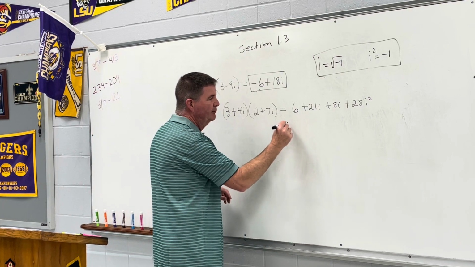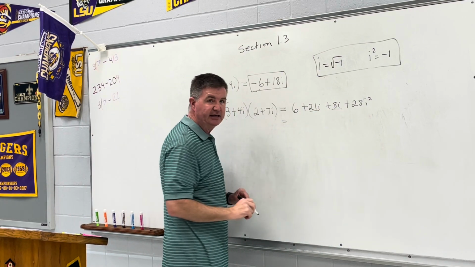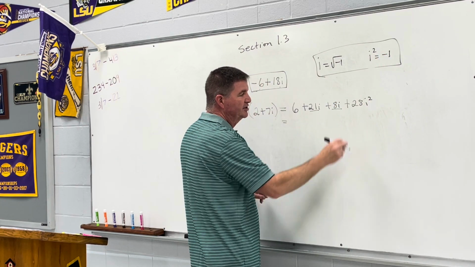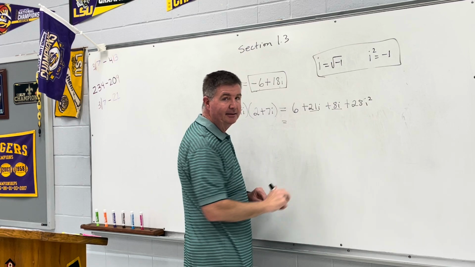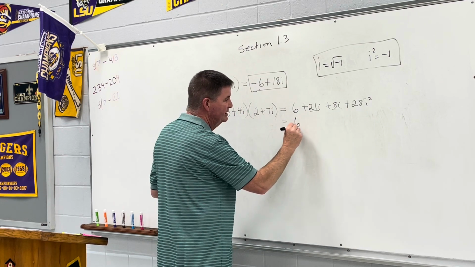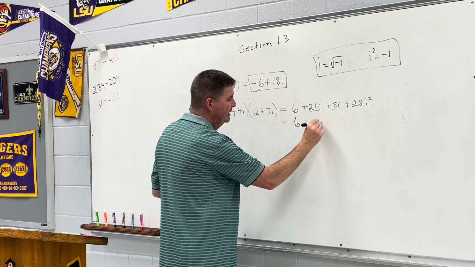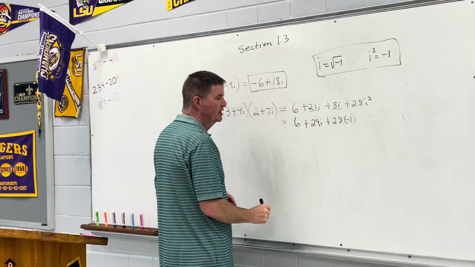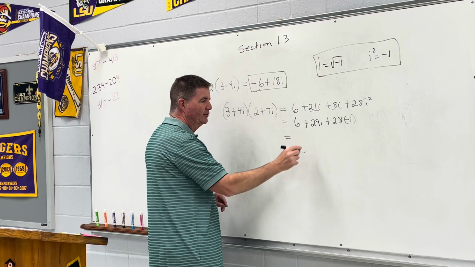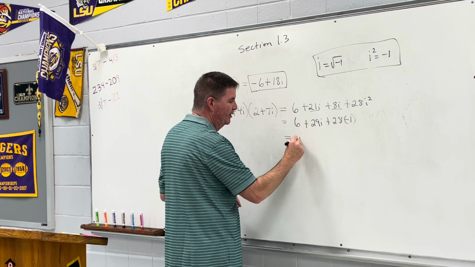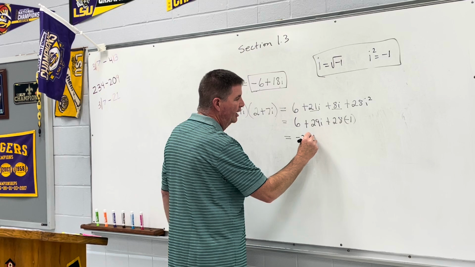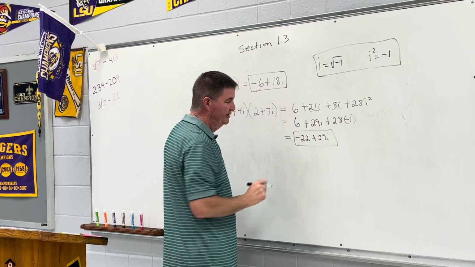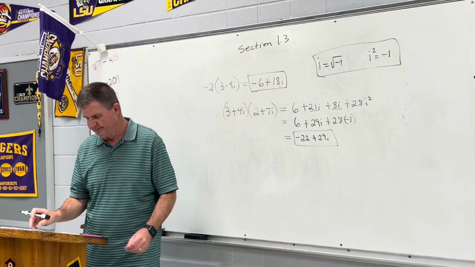In the next step, we need to combine our like terms, but we need to turn this i squared into a negative 1, which makes this, instead of 28, negative 28. So I'm going to have 6 plus 29i plus 28 times negative 1, which is minus 28. And when we take negative 28 and 6, I got negative 22 plus 29i. That will be our complex product.